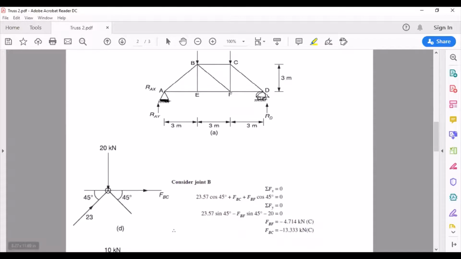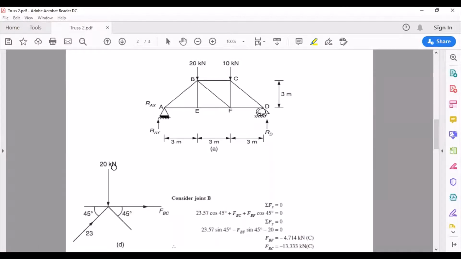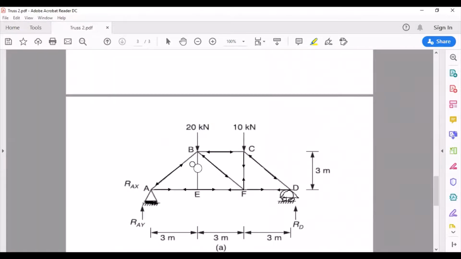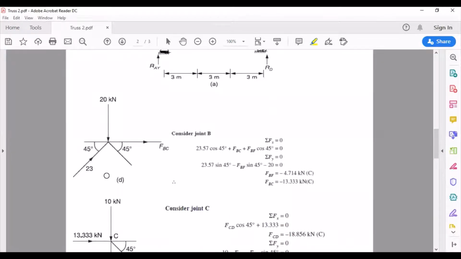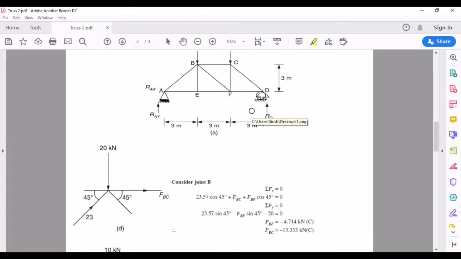So I have taken joint B here. You have 20 kilonewton, which is acting downwards. Next, you have B to F and B to C. Whereas B to A, you have already calculated it. Let us see what the direction is. From B to A, it is towards. When you consider this joint B, this arrow is towards here. Whereas this force is B to F.